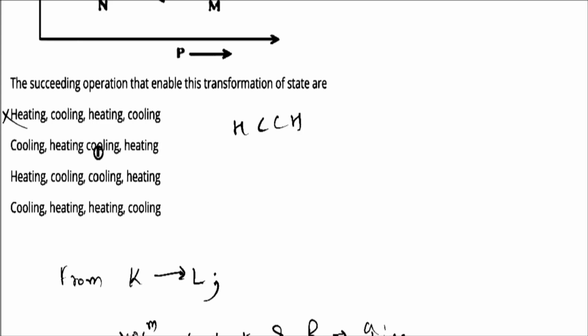Here we have cooling, heating, heating. Again, incorrect. Third, we have heating, cooling, heating, which is absolutely correct. And the final one, cooling, heating, cooling. This is also incorrect. So the only correct option is option number C.